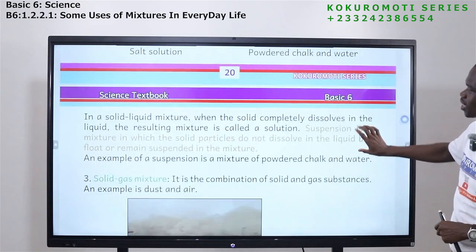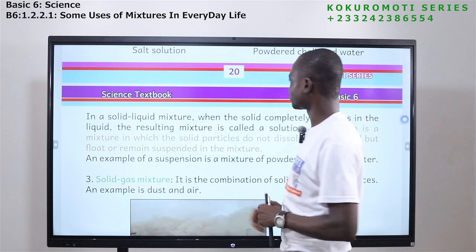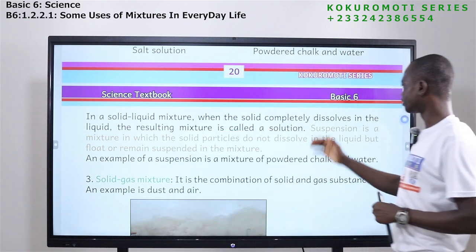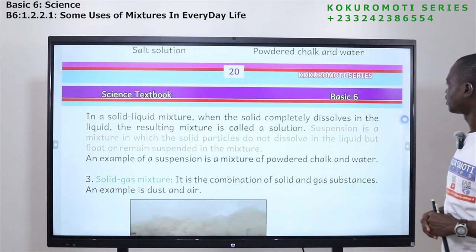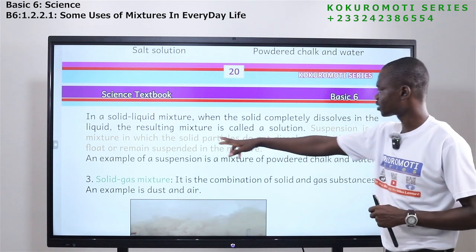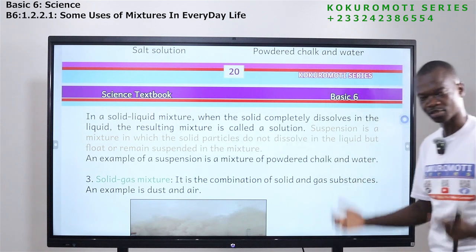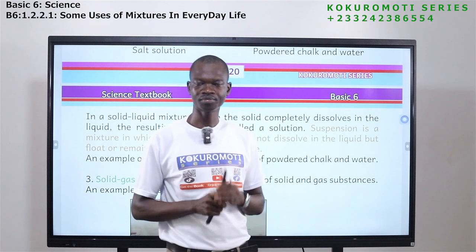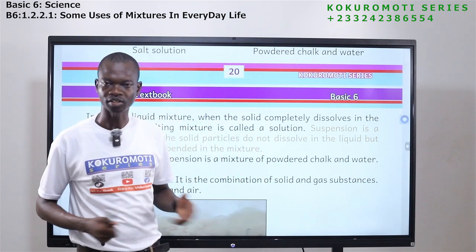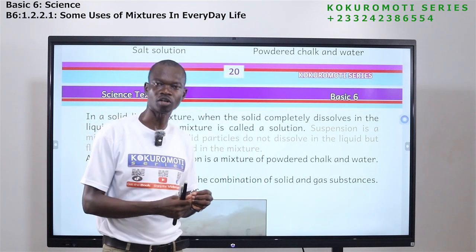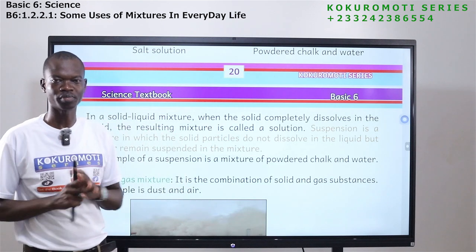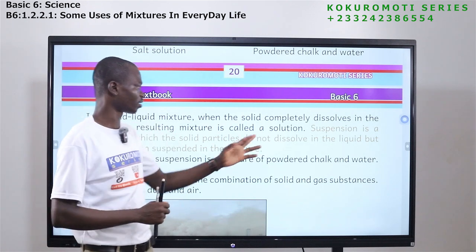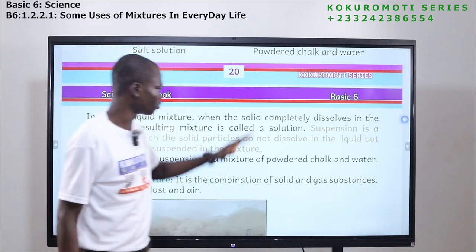Now let's read what we have here. In a solid liquid mixture, when the solid completely dissolves in the liquid, the resulting mixture is called a solution. So I explained to you what a solution is. At the beginning of the lesson, I said that solution is a type of mixture where the solid components are able to dissolve completely in the liquid. Okay, so we have seen solution.